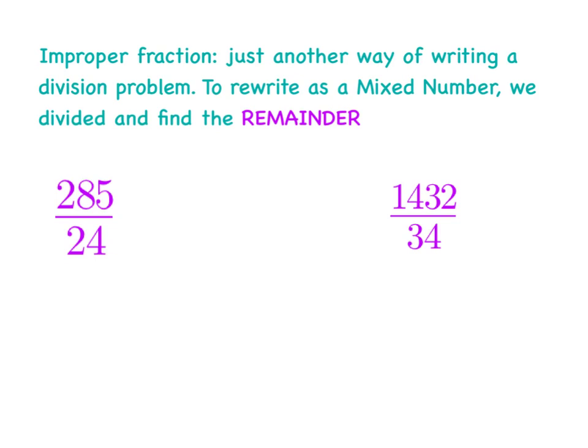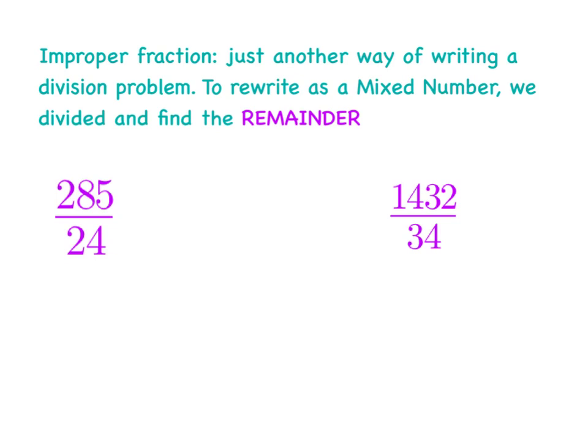For example, 285 and 24, not both even, so we can't divide by 2. However, what is 2 plus 8 plus 5? 15. Is 15 divisible by 3? Yes. Is 24 divisible by 3? Yes. So we can actually reduce this by 3. We can divide both of these by 3.